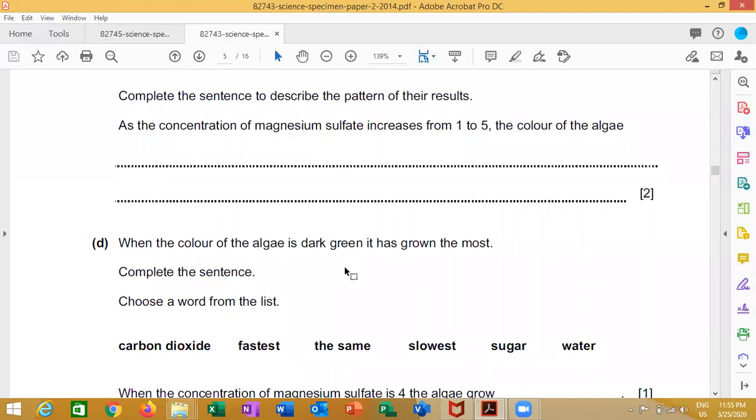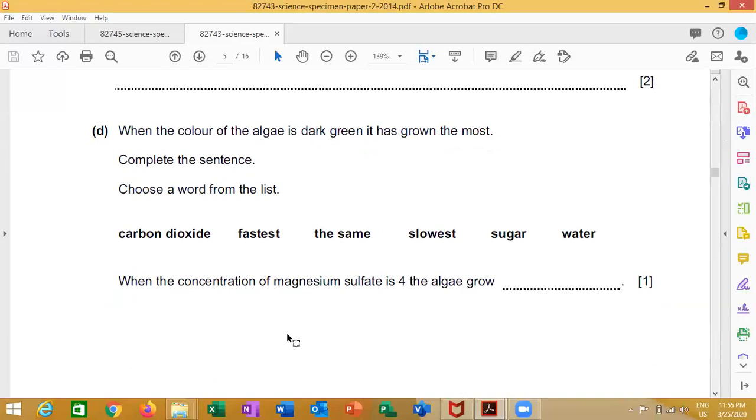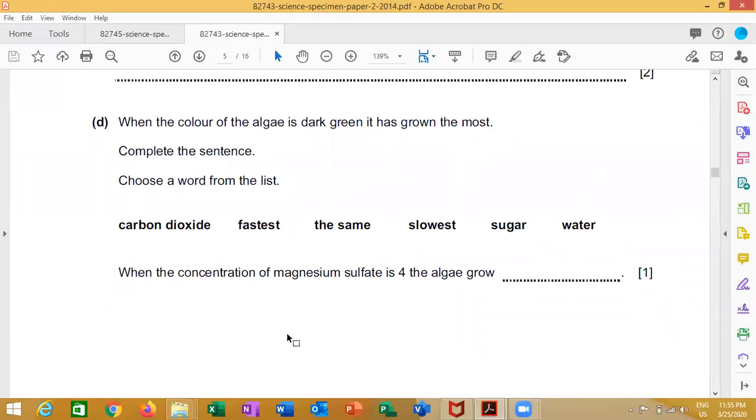Question number D. When the color of the algae is dark green, it has grown the most. Choose a word from the list. It should be the fastest one. When the concentration of magnesium was 4, the algae grew the fastest.